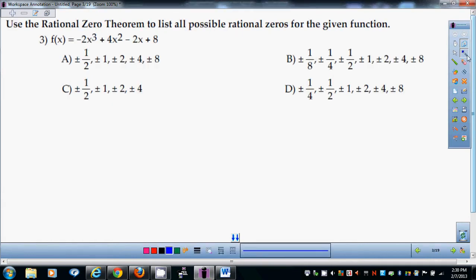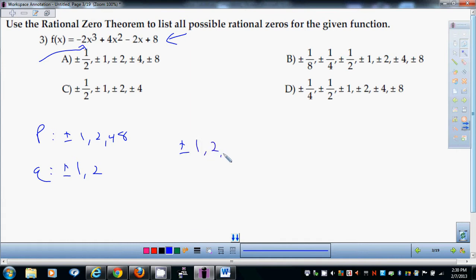All you have to do is list your p's over q's. Here's your p, here's your q. So your factors of p are plus or minus 1, 2, 4, and 8. Your factors of q are plus or minus 1 and 2. All possible combinations of those are plus or minus 1, 2, 4, 8, 1 half, 2 halves is 1, 4 halves is 2, 8 halves is 4. So 1, 2, 4, 8, and 1 half, which would be A. Answer is A. That's all you had to do for that problem.